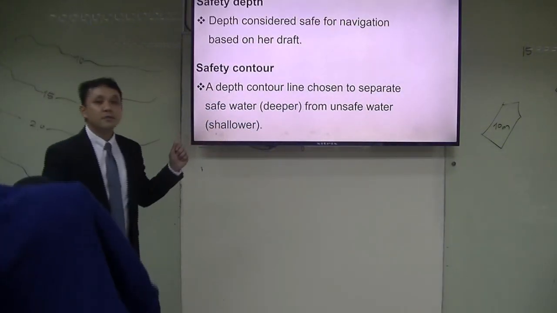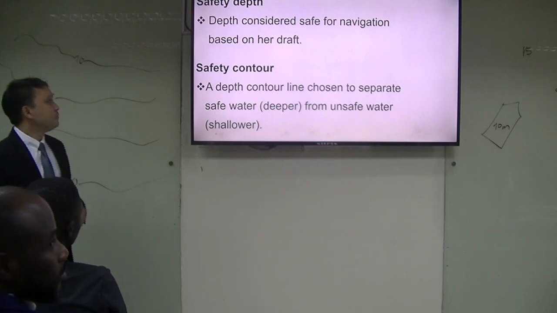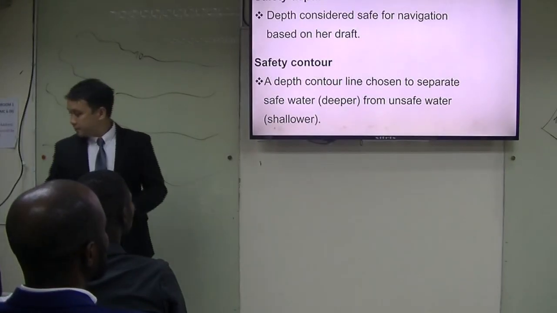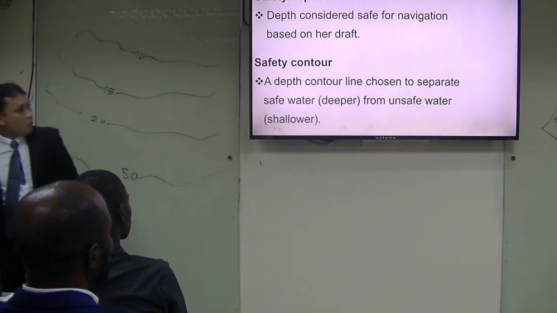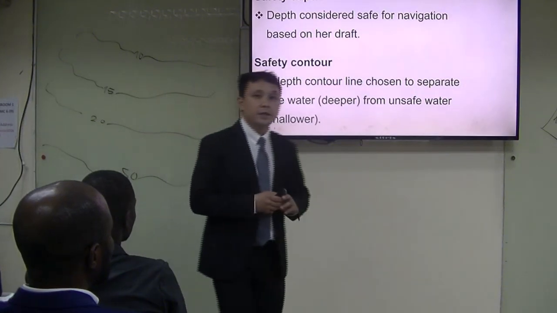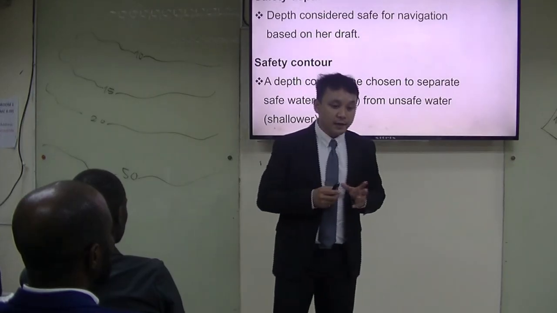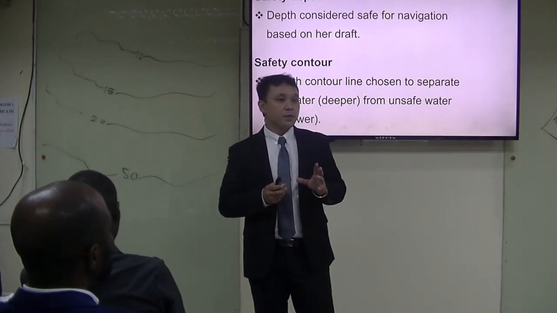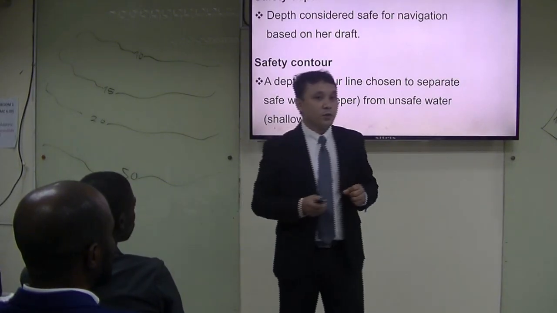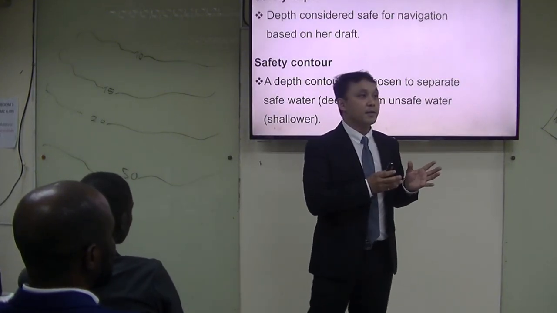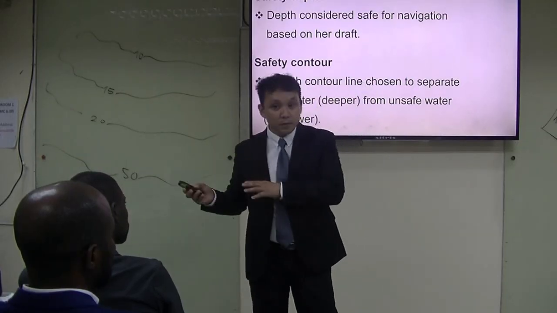Safety contour. Sir Giovanni, could you read it, please? Safety contour: a deep contour line chosen to separate deeper seawater from unsafe shallower waters. Okay, so safety contour is a contour line that divides, or that you can choose, to separate non-navigable waters from navigable waters. That's very easy. Non-navigable waters are just like shallow water. Navigable waters are deeper water.